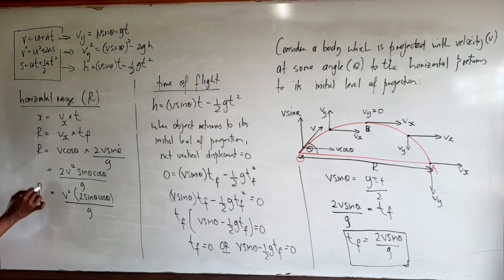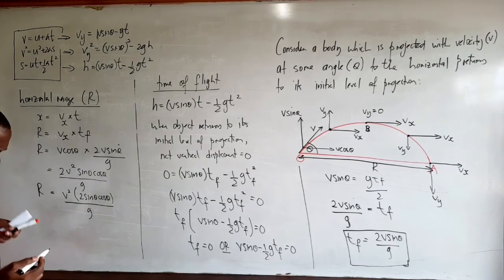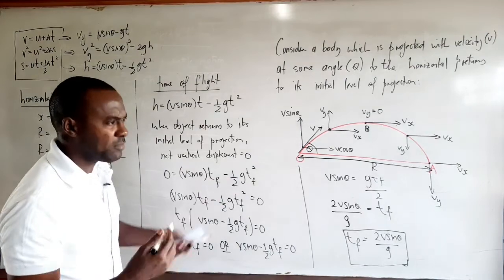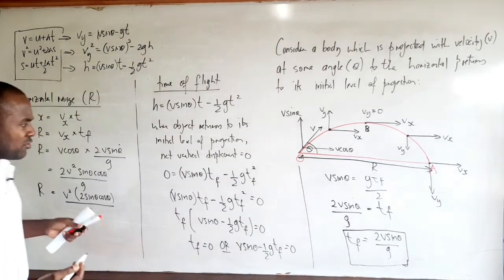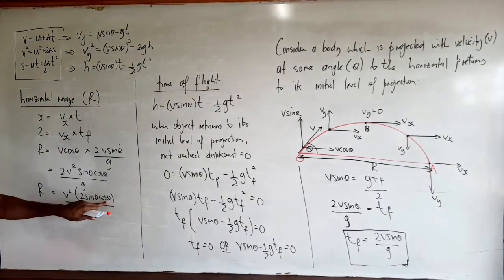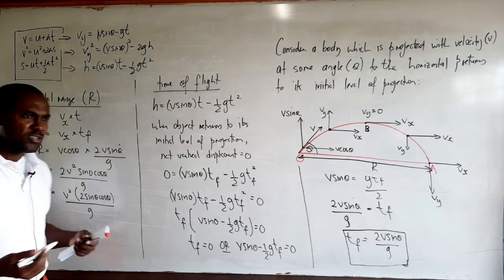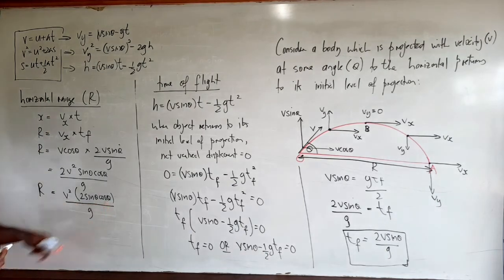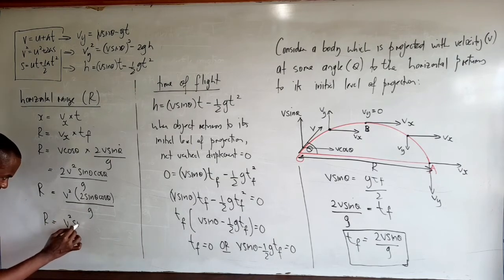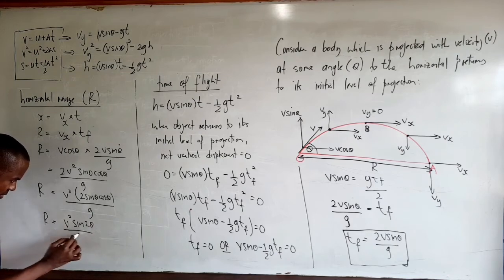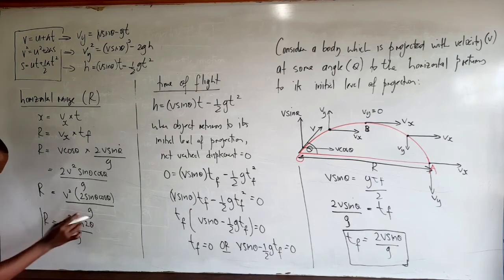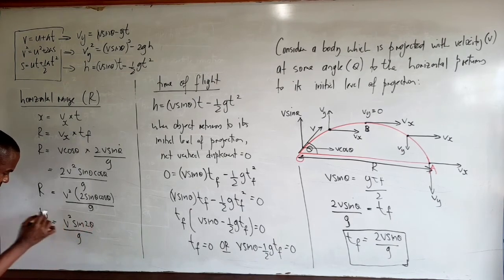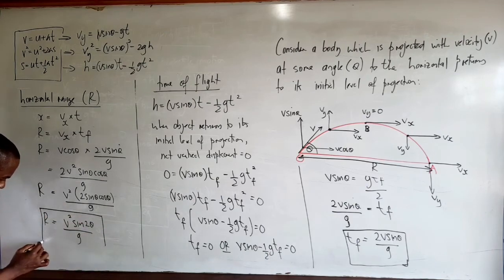Now for those of you who did math up to a certain level, additional mathematics or even pure maths, you should recognize 2 sin theta cos theta based on trig identities. So 2 sin theta cos theta is equivalent to sin 2 theta. So therefore we say that R is equal to v squared sin 2 theta over g. And this is a formula for calculating the horizontal range R, right?